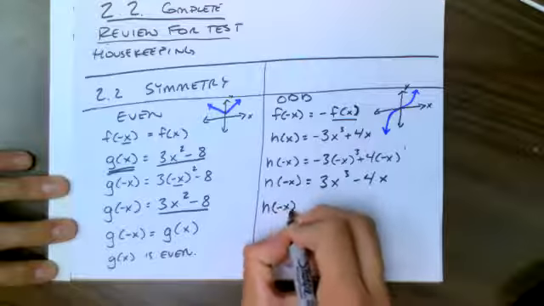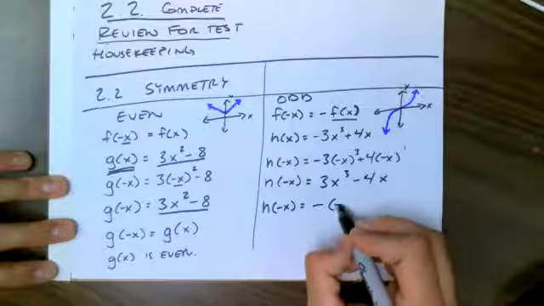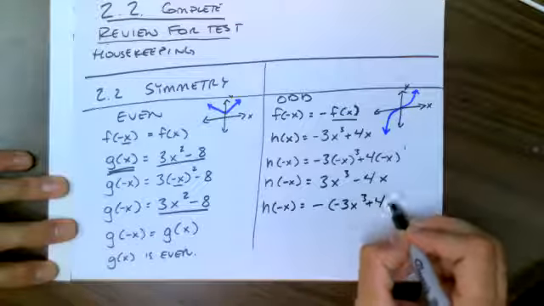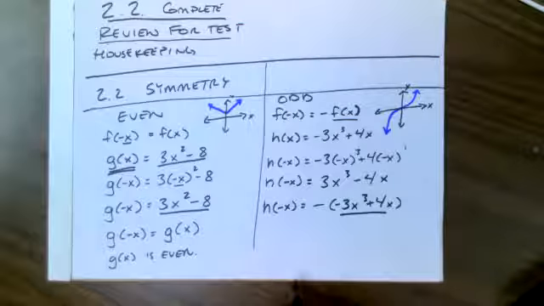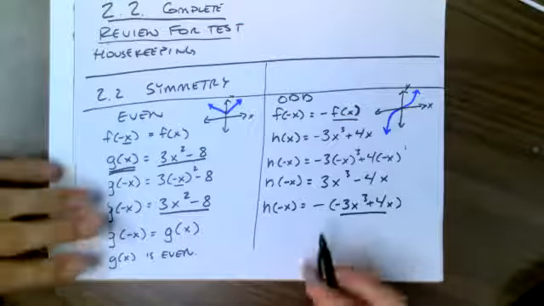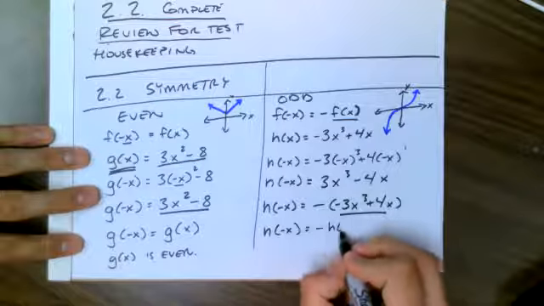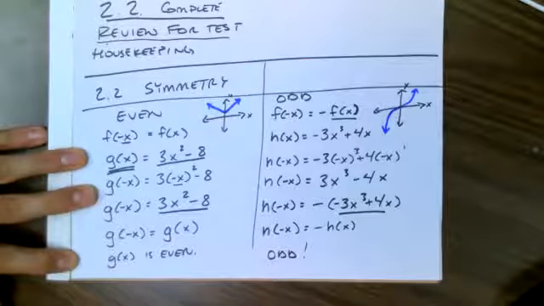Now, a way you can write this is by factoring the negative out. If I factor a negative out of this, this becomes positive, and that's my original function. Do you see that? When I factored the negative out, it changed the signs, and I have the original function. So this becomes negative h of x. This is odd. It's symmetric around the origin.